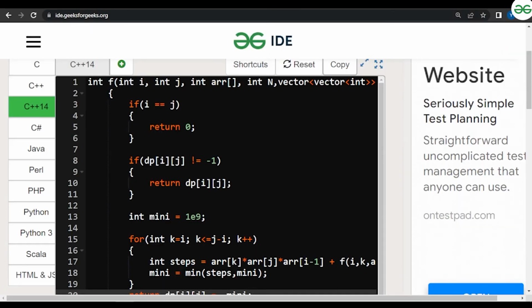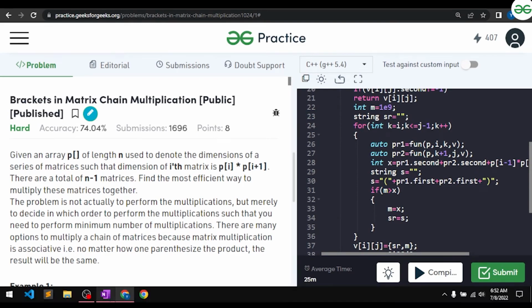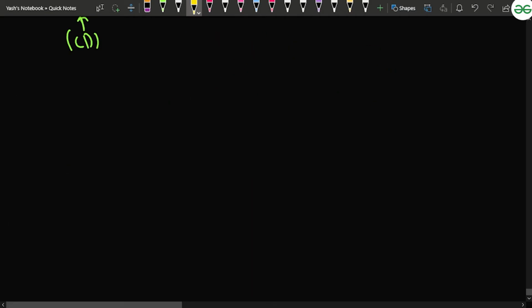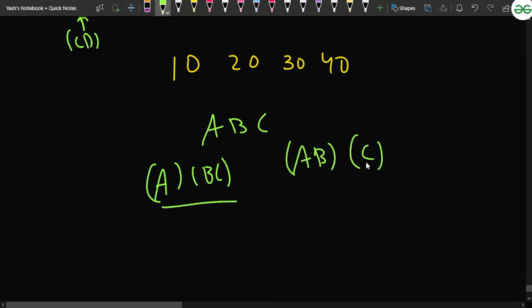Now talking about the brackets in matrix chain multiplication. Suppose the dimensions are given to you as 10, 20, 30 and let's say 40. So how many matrices would there be? There would be 3 matrices. If ABC is there, we need to determine whether A then BC gives us the minimum operations, or AB and then C gives us the minimum operations.